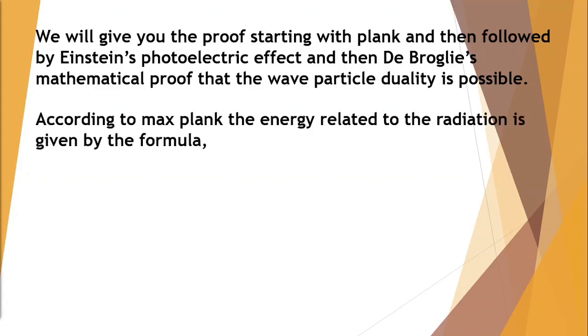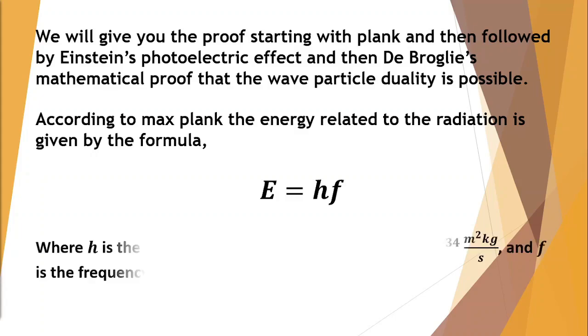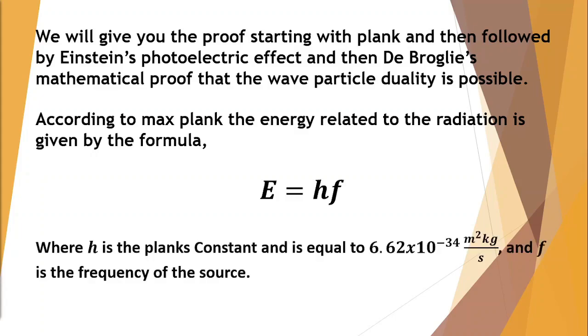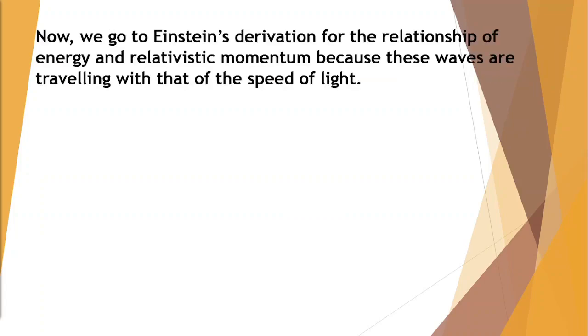According to Max Planck, the energy related to the radiation is given by the formula E = hf, where h is Planck's constant and is equal to 6.62 times 10 raised to the negative 34 meters squared kilogram per second, and f is the frequency of the source. Now, we go to Einstein's derivation for the relationship of energy and relativistic momentum, because these waves are traveling at the speed of light.